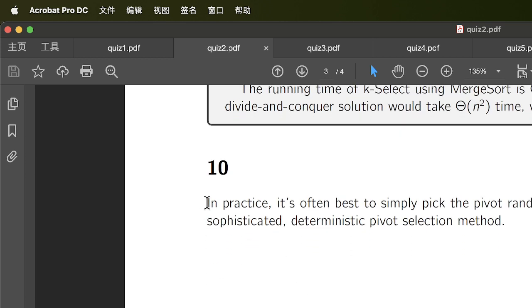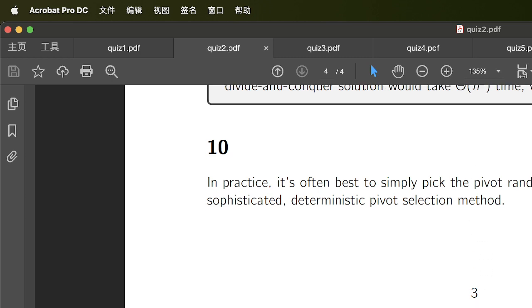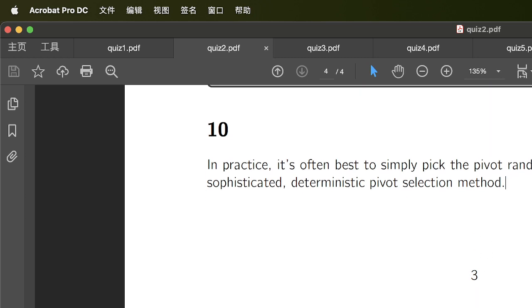Okay, so number 10. In practice, it's often best to simply pick the pivot randomly rather than implement a more deterministic pivot selection method. So the answer is true, because if we pick the pivot randomly, we can avoid the case where a bad guy wants to ruin our program and lower our runtime. If the bad guy doesn't know which element we will pick, maybe they can do nothing bad, because it's random and no one knows.